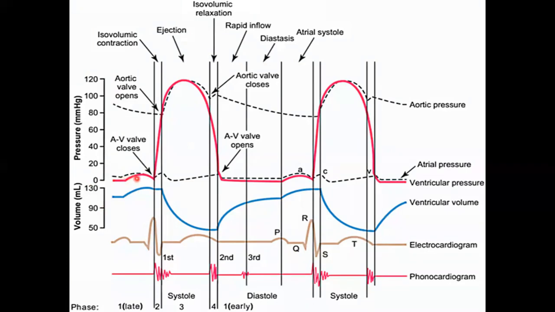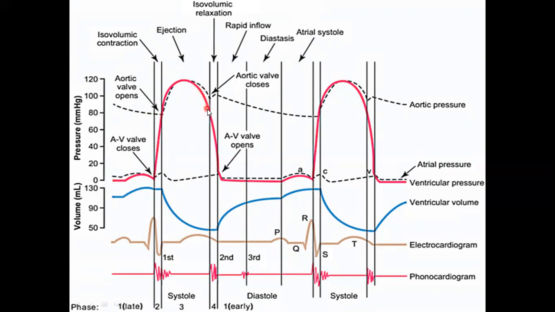So we just saw this graph. Now let's have a quick recap on this graph. What happens during this phase? We have isovolumetric contraction. We have ejection from the ventricle. So up to here, we have the ventricular systole. From here, we have the ventricular diastole.